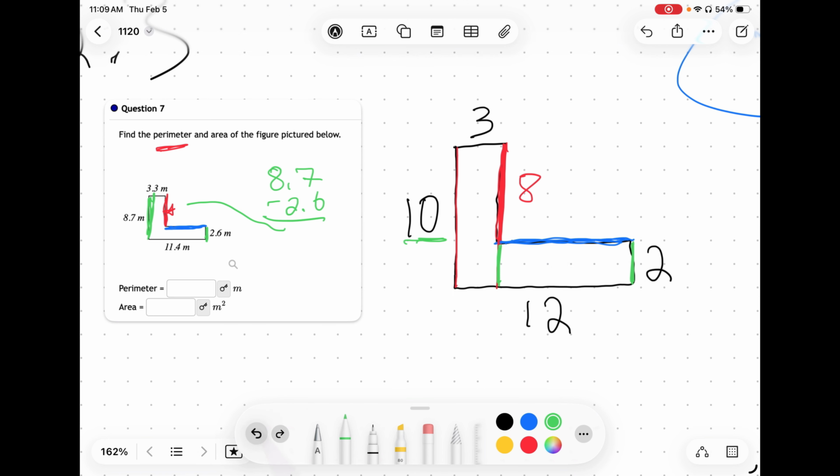Now we're going to do very similar thinking to get our blue section here. I know the entire distance down here is 12, but I only want to get this part. So how do I get rid of this little section here? Oh, that's the same thing as that 3. So I can do 12 minus 3 up there, and now I can get that as a 9. And now I can add up 10 plus 3 plus 8 plus 9 plus 2 plus 12, because the perimeter just is adding up the distance around the entire shape.